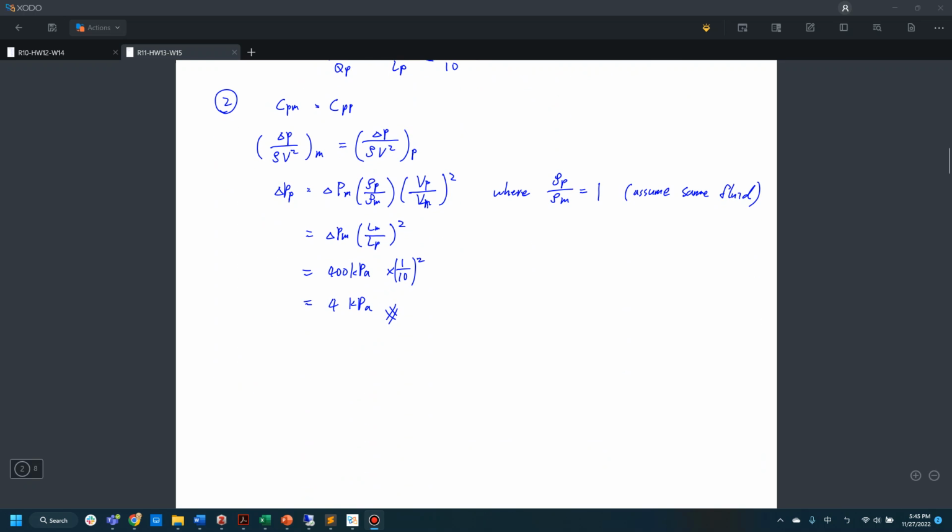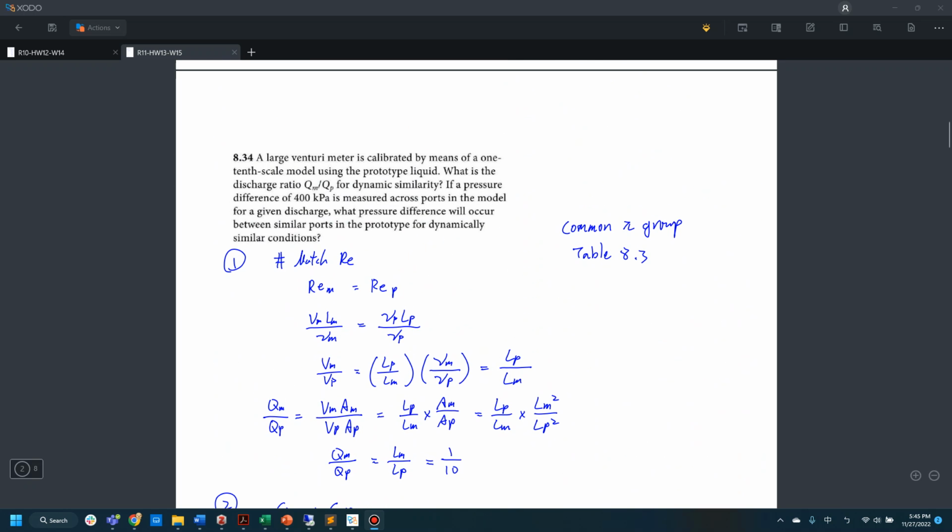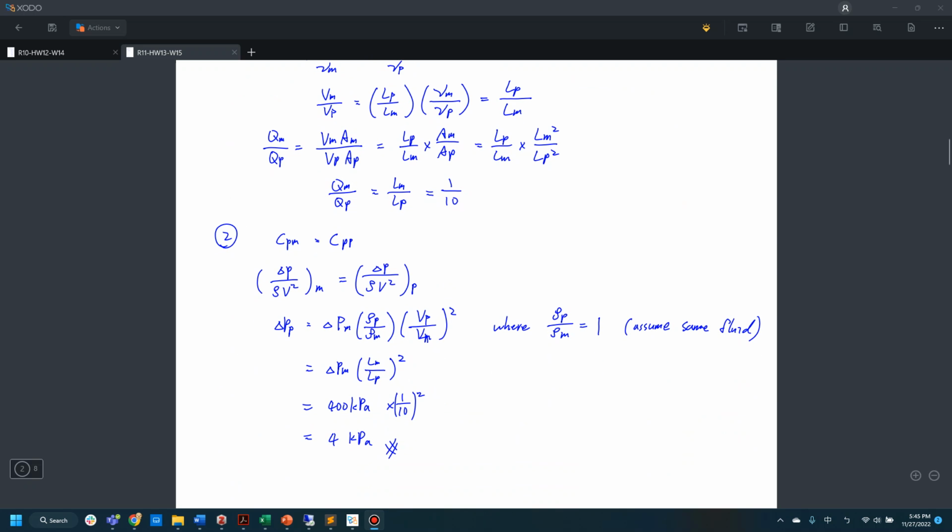And we assume, because we are using the same fluid, that the density of those two fluids should be equal to 1. So we can cancel the middle term here, and this delta PM and Lm divided over Lp to the power of 2 is the rest of the term.